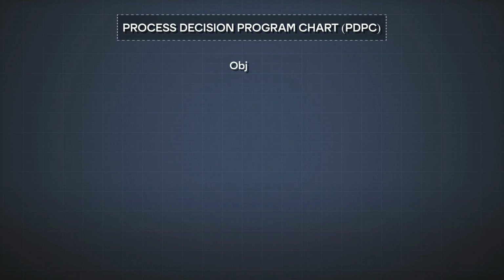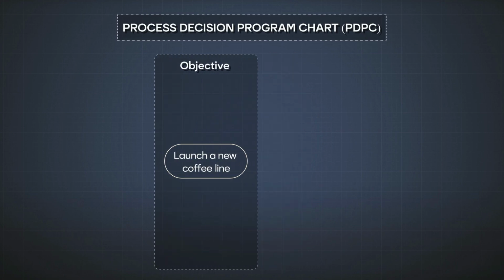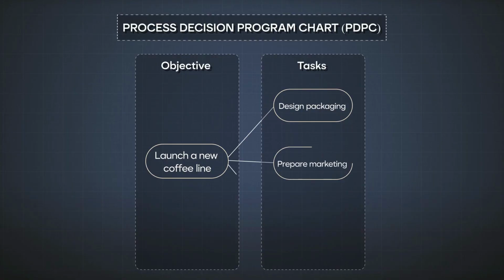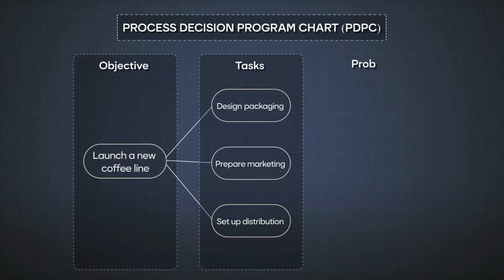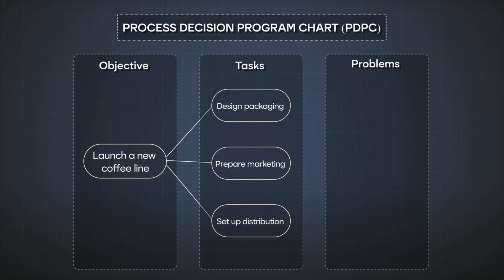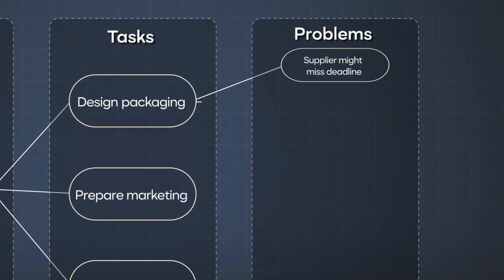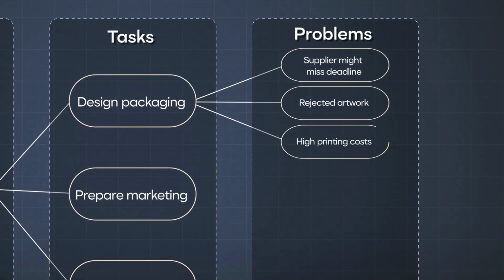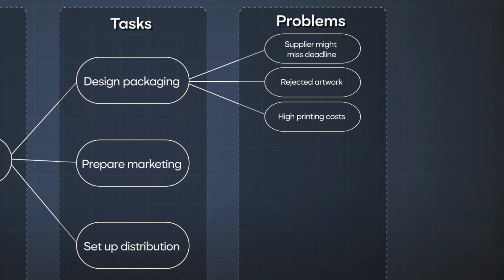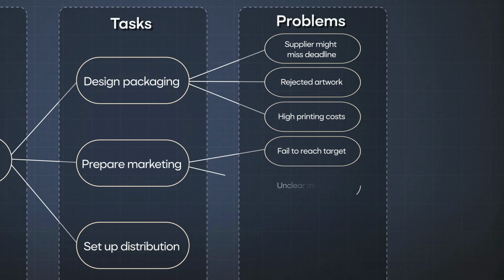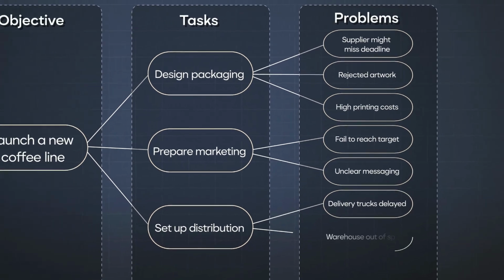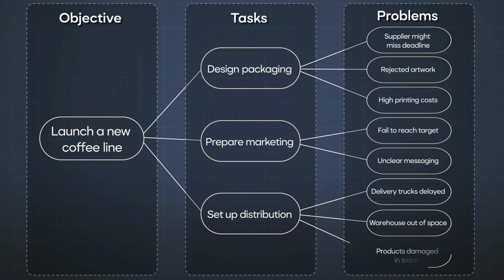Here's how it works. You start with your plan laid out in a simple tree. Design packaging, prepare marketing, set up distribution. Then you take it one step further and ask, for each activity, what could possibly go wrong? For example, packaging. Your supplier might miss a deadline, the artwork could be rejected, or printing costs may come in higher than expected. Marketing. The campaign may fail to reach your target demographic, or your messaging might be unclear once tested. Distribution. Delivery trucks could be delayed, a warehouse might run out of space, or products may get damaged in transit.